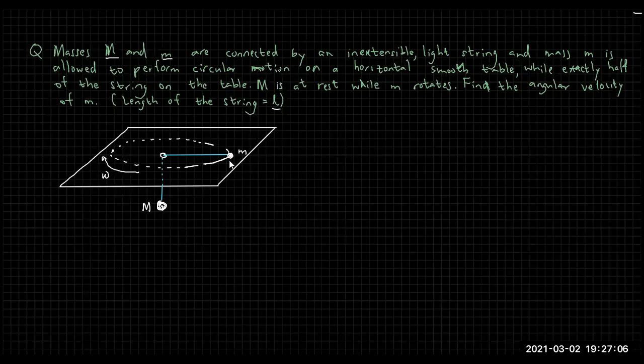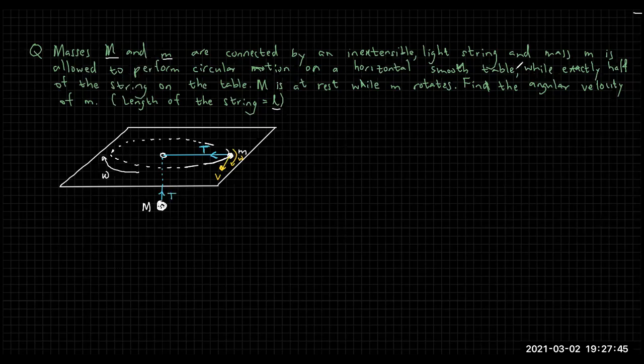Now, this is the first question we are going to try based on the horizontal circular motion of an object connected to an inextensible string. So what does the question say? Masses capital M and small m are connected by an inextensible light string, and mass small m is allowed to perform circular motion on a horizontal smooth table. So you can see small m is the one performing the circular motion. It will have an omega as well as a tangential speed like this. And more importantly, the force acting on the mass is going to be the tension. We'll take it as T. And the same tension will be acting here as well.